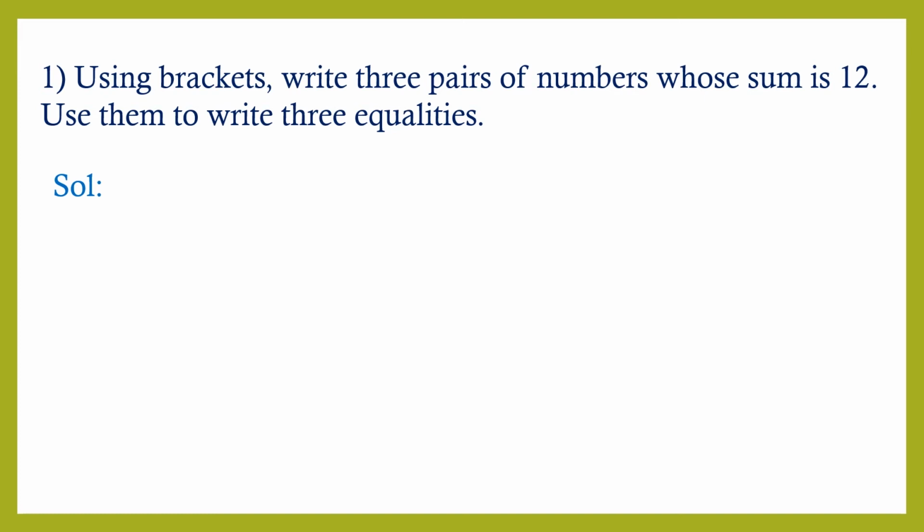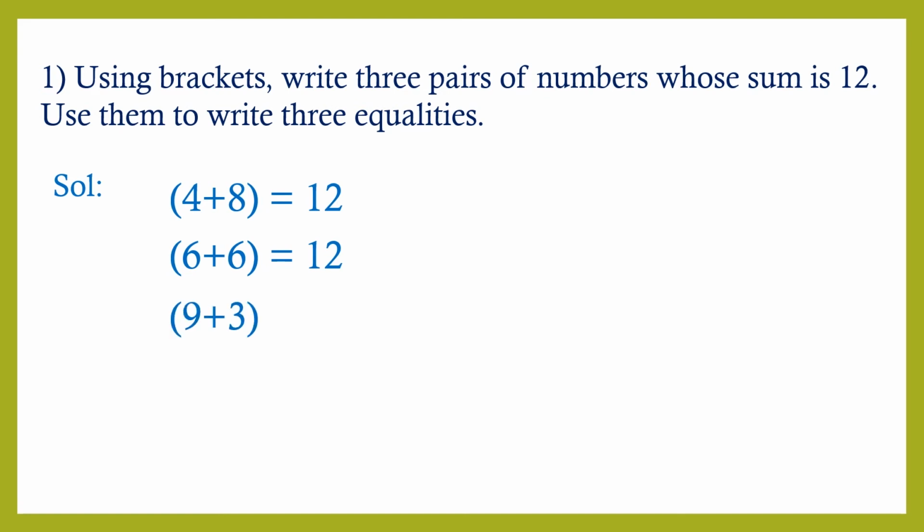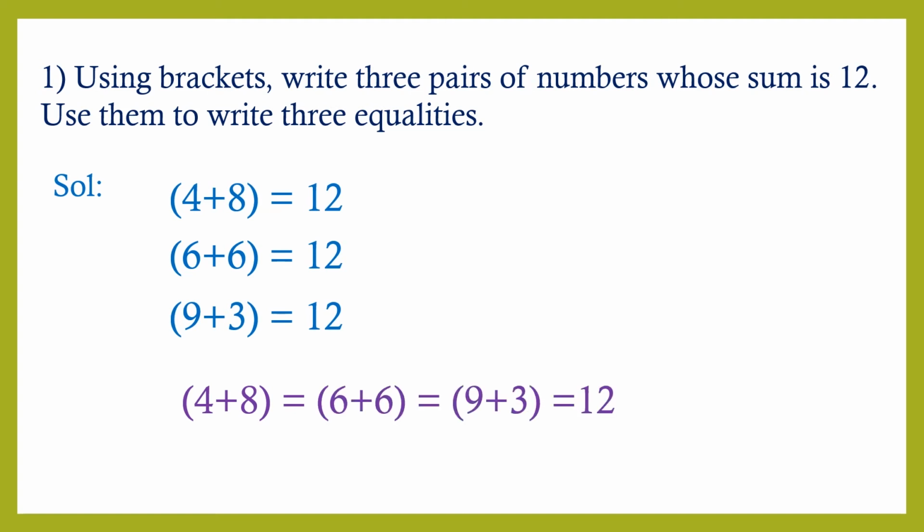See here, we have to create pairs of numbers whose sum is 12. For example, I take the pair of numbers 4 and 8 whose sum is equal to 12. And I took another pair, that is 6 plus 6 equal to 12. And one more pair is 9 plus 3 equal to 12. These three expressions give the same value, that is 12. So, we can write these three expressions as equalities: 4 plus 8 equal to 6 plus 6 equal to 9 plus 3 equal to 12. Okay. Now, we saw how to write the expression.